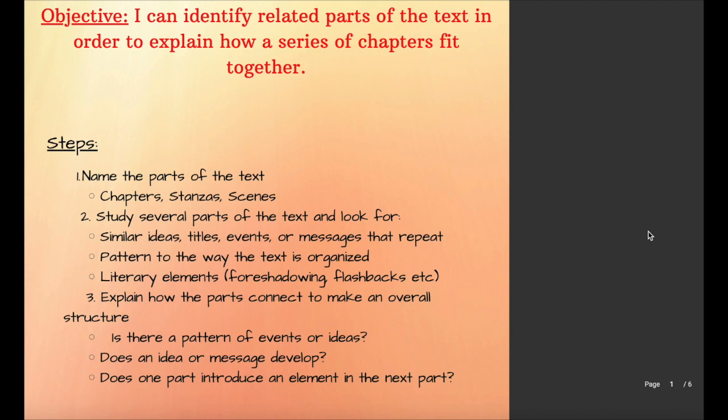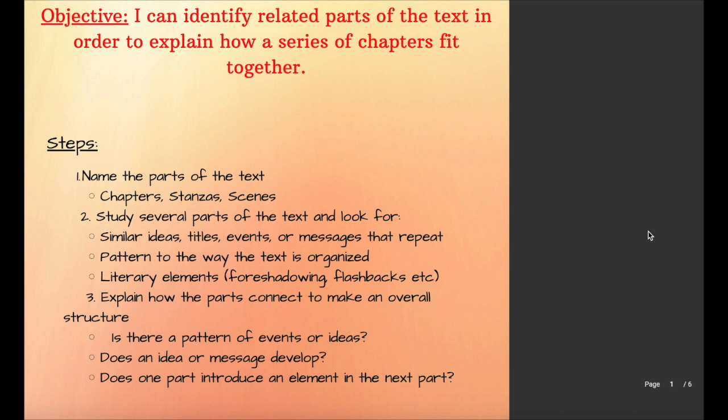So if we are looking at chapters, we're going to determine how this single chapter fits into my overall story. So what information am I provided in this overall chapter? If I'm looking at paragraphs, I can pause, isolate a paragraph, and ask myself, what information am I given? But before I can do any of that, I need to identify what I'm looking at. And that's why step 1 is here. What am I isolating? The chapter, the stanza, the scenes, the paragraph, and so on.